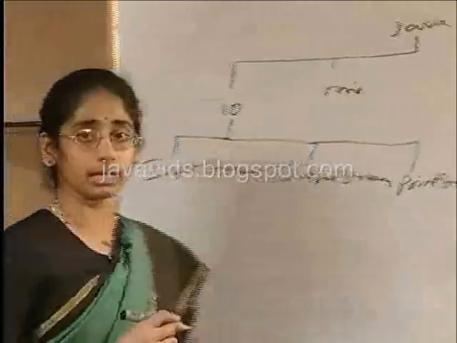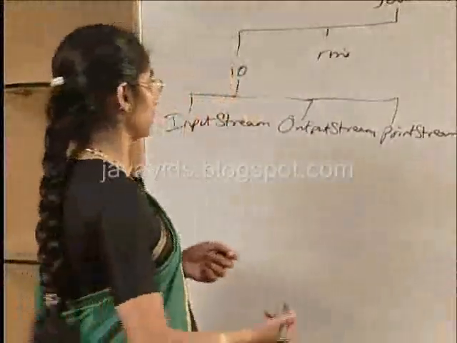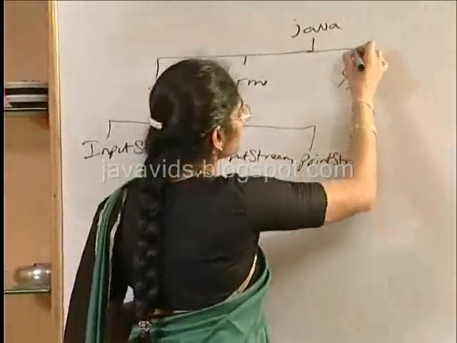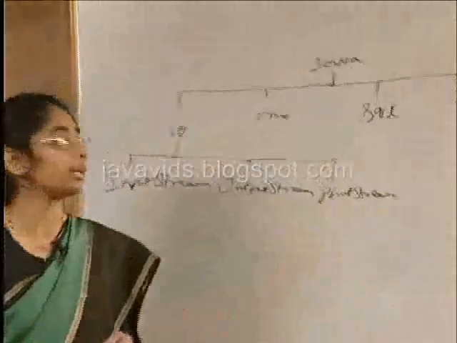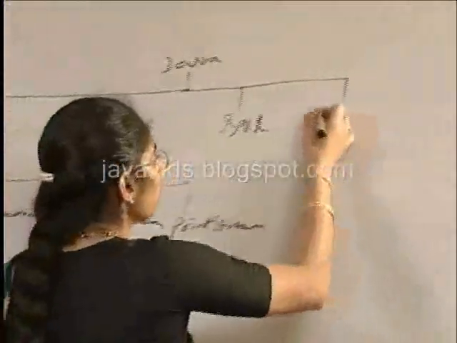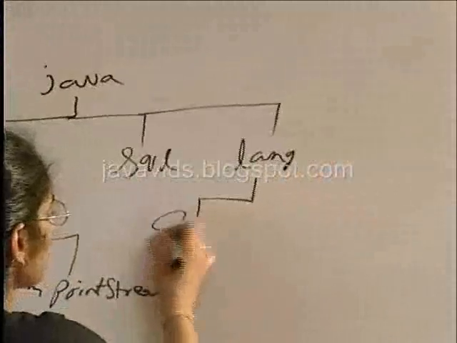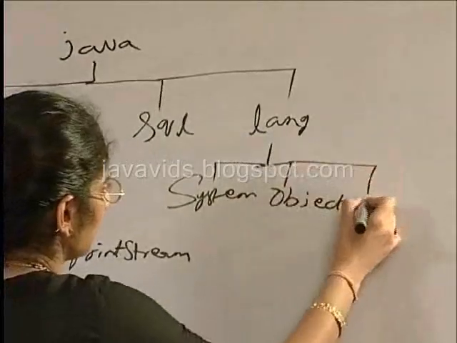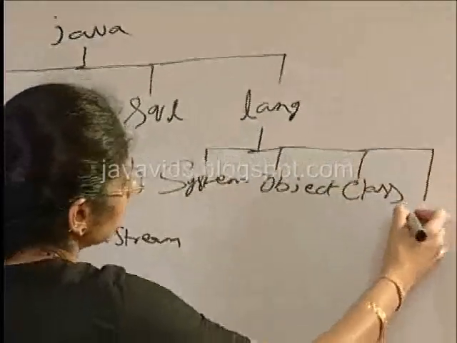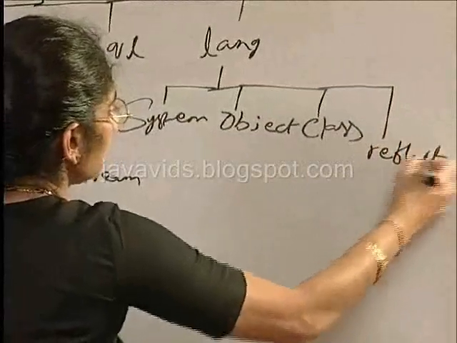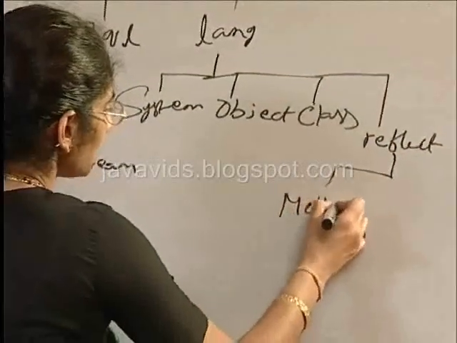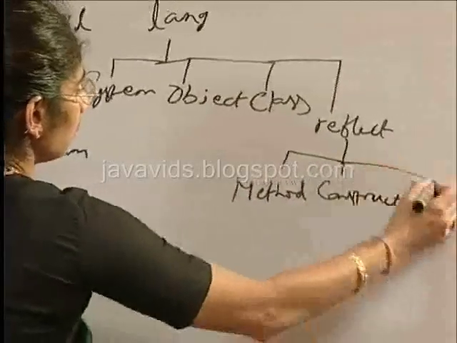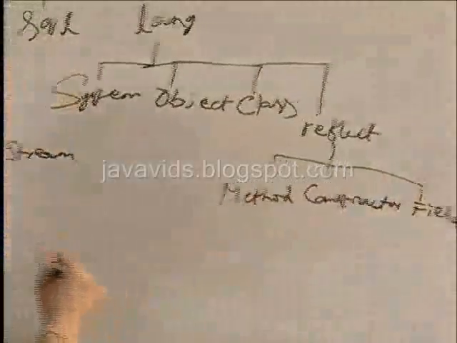Similarly, you have the RMI package which consists of its related classes. You have the SQL package which has classes related to a database. You have the lang package which consists of, for example, the system class, the object class, class, and under lang, as we have discussed, we have a reflect package which consists of method class, constructor, field, etc.